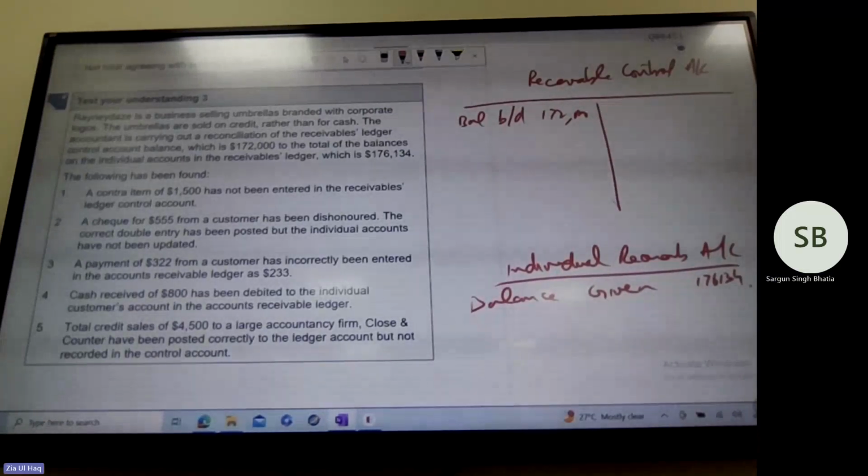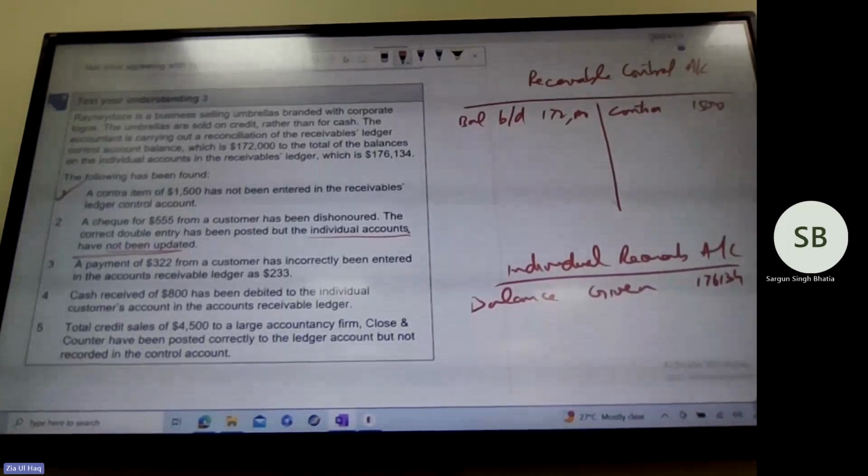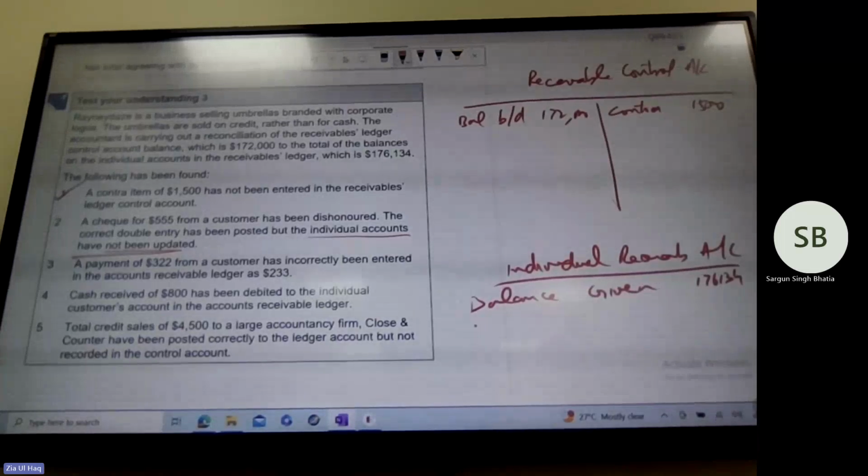Okay, the following has been found. A contra item of 1,500 has not been entered in the receivable ledger control account, where we record the contra on the credit side, of what amount? 1,500. So this is done. A check for 555 from a customer has been dishonored. The correct double entry has been posted, but the individual accounts have not been updated. So we need to update the individual account with the dishonored check. Where do we record the dishonor, debit side or credit side? Debit side. This means this balance is debit, so this should be added here.